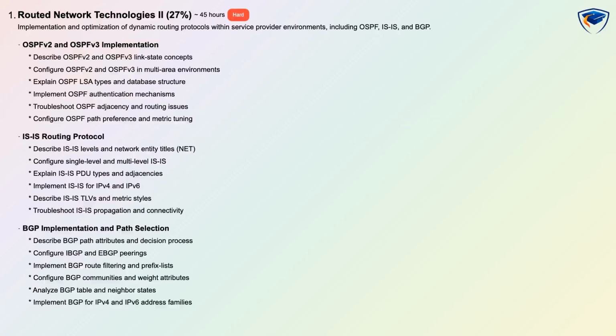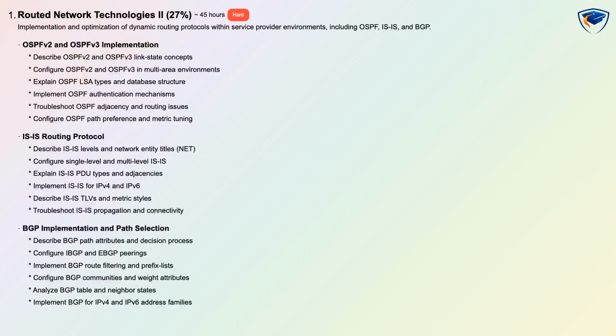Routed Network Technologies 2 carries 27% of the exam and is marked hard with an estimated learning time of 45 hours. It focuses on implementation and optimization of dynamic routing protocols in service provider environments, including OSPF, ISIS, and BGP, and the assessment type is hands-on plus conceptual.